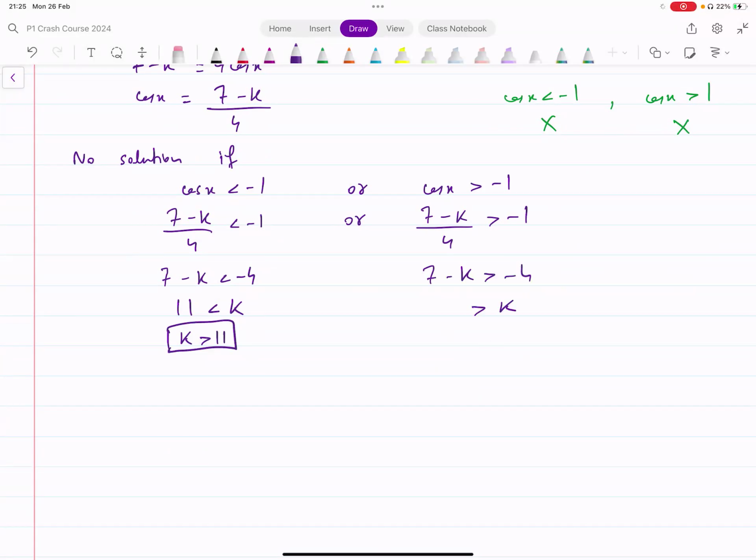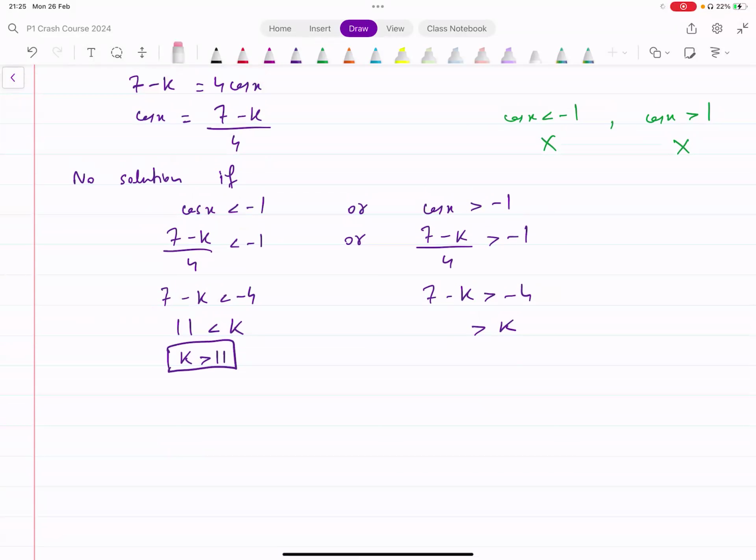Okay, there's something wrong somewhere. Sorry, it should be greater than 1. Yeah, it should have been 1. I'm sorry. That should have been 1 here. 4 multiplied by 1 gives you 4. And that gives you k less than 3. So if you write it the other way around, k is less than 3.